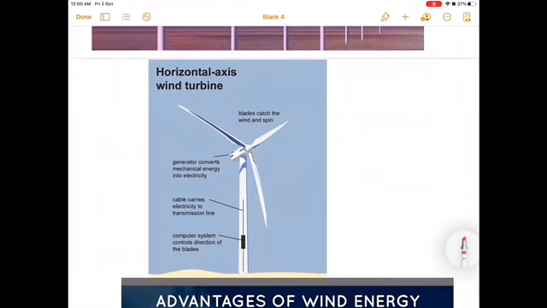The blades catch the wind and spin. The generator converts mechanical energy into electrical energy. Cable wires carry electricity to transmission lines, and a computer system controls the direction of the blades so that they can move fast and generate the maximum amount of electricity.